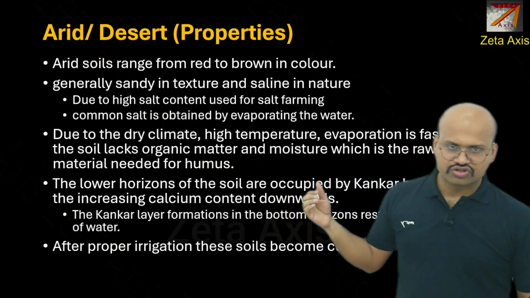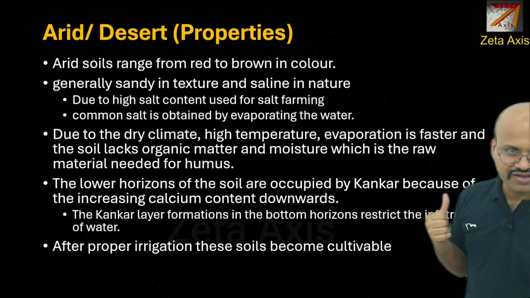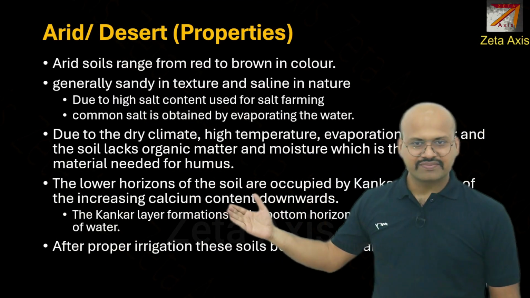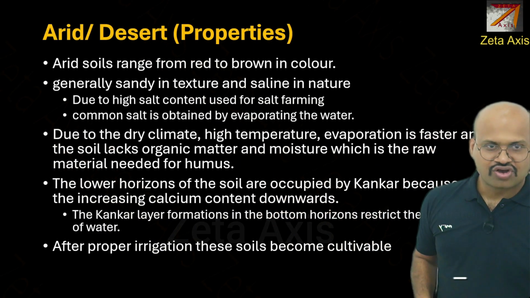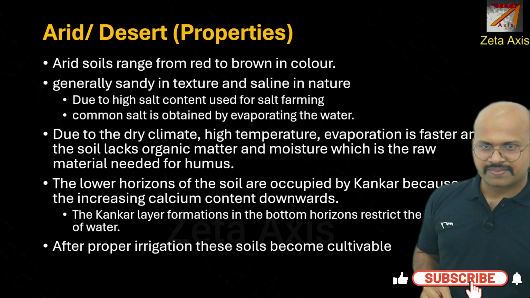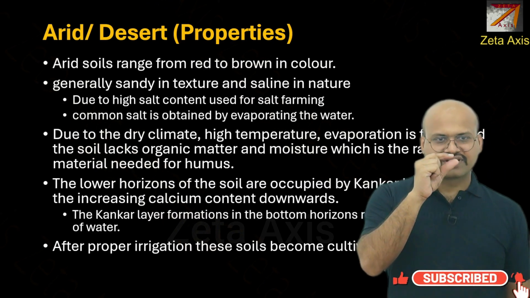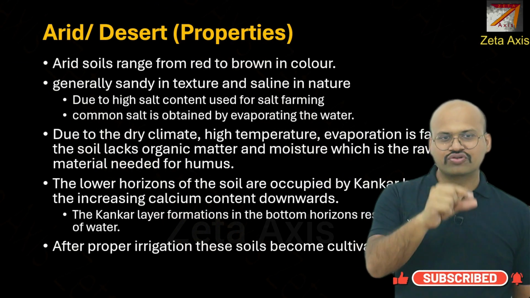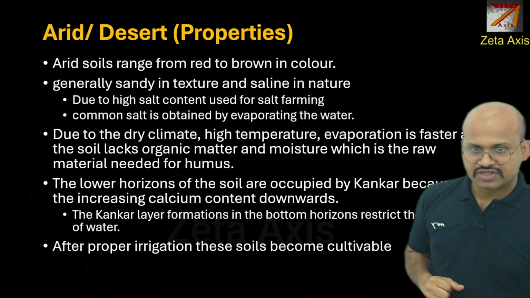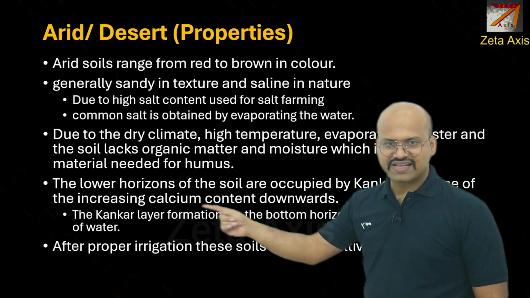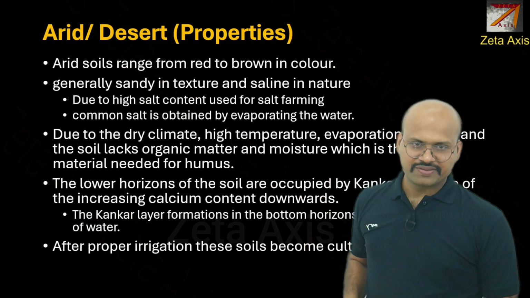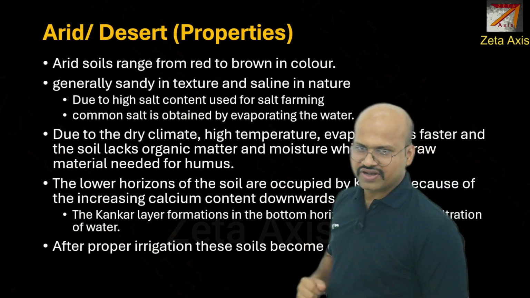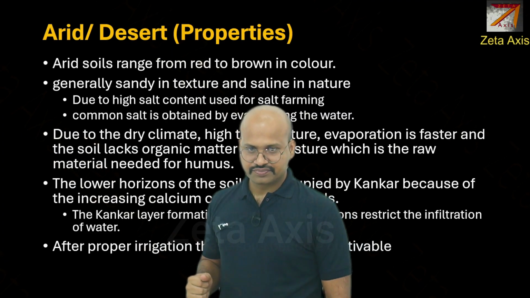The lower horizons of the soil are occupied by kankar because of the increasing calcium content downwards. We have already seen that kankar is a characteristic of the Indo-Gangetic plain, where there are these small round granules or nodules seen in the sand. It is found mainly because of higher calcium content, and the amount of calcium increases as we go deeper. So a large amount of kankar layers can be seen in those regions.